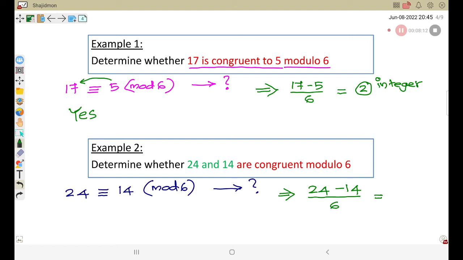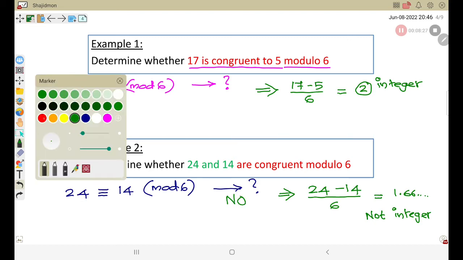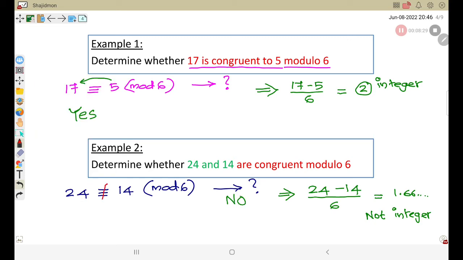So what answer did you get? 24 minus 14 divided by 6 is approximately 1.666, which is not an integer. So this is not correct. It is not congruent. So which symbol do we need to use? We need to cross the congruent symbol. 24 is not congruent to 14 mod 6.